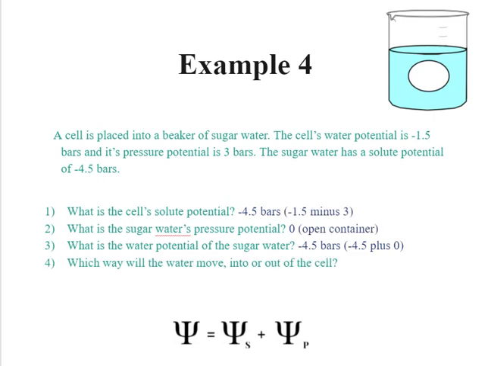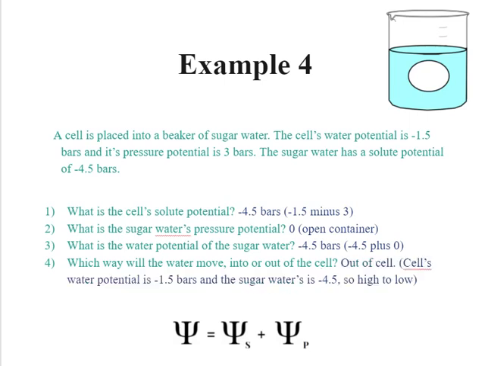And then lastly here, which way will the water move, into or out of the cell? So let's take a look. The water potential of the solution is negative 4.5. The water potential of the cell is negative 1.5. So which one is higher, negative 1.5 or negative 4.5? Negative 1.5 is higher in negative number land, right? So water is going to move out of the cell. It's going to move from that negative 1.5 to the negative 4.5, from high to low.